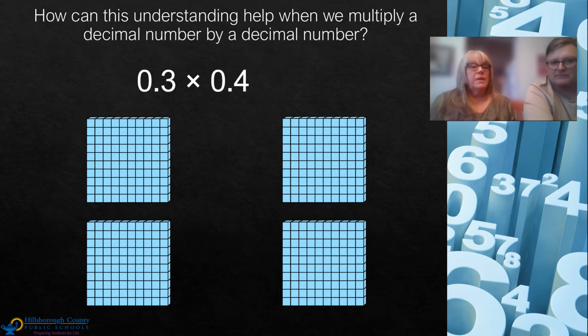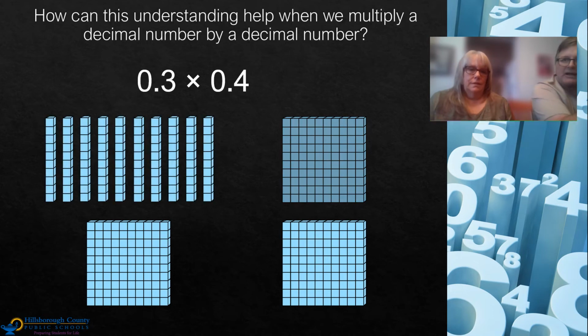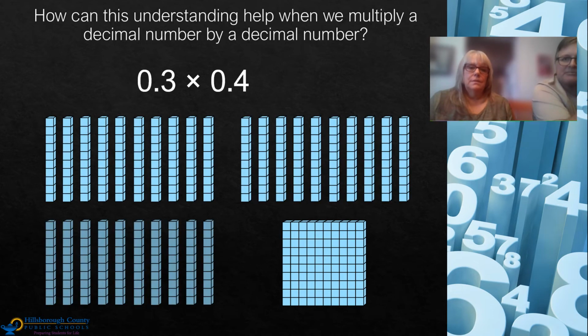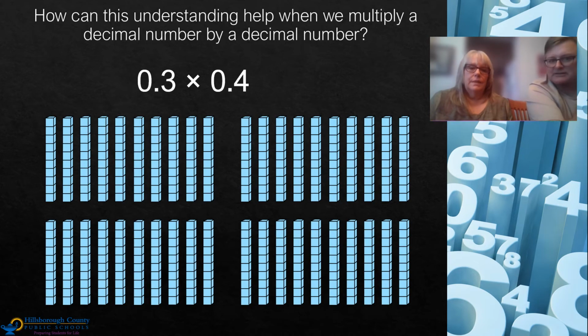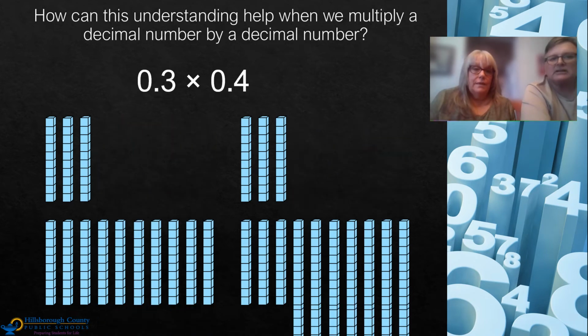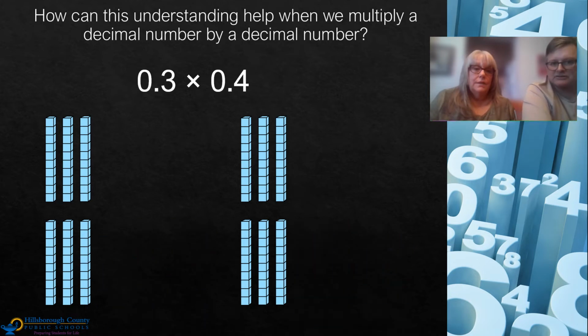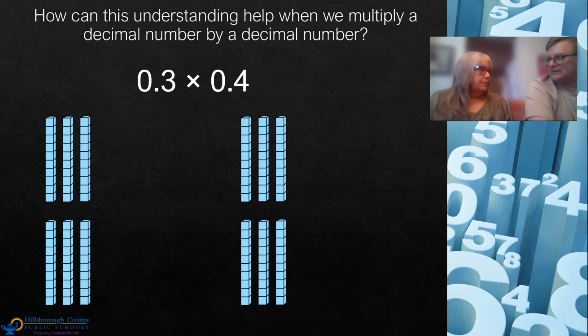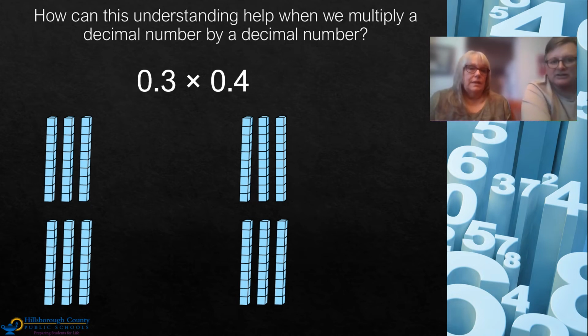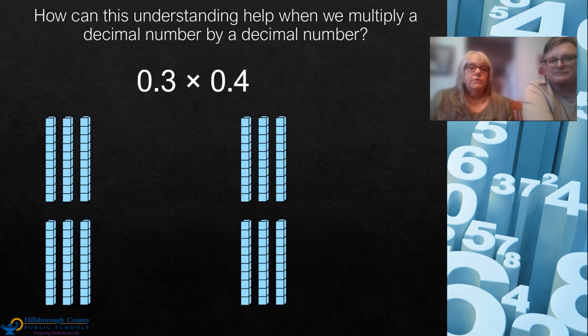I modeled my 4/10, but I'm going to take 3/10 of that 4/10. So what am I going to have to do, Daryl? You're going to have to break those tenths up into hundredths, because I know from my anchor chart that tenths by tenths gives me hundredths. So I break those up, and now I'm going to take 3 out of every 10. That's 12 hundredths, because those pieces are the size of hundredths.